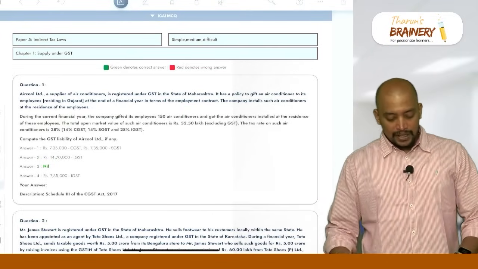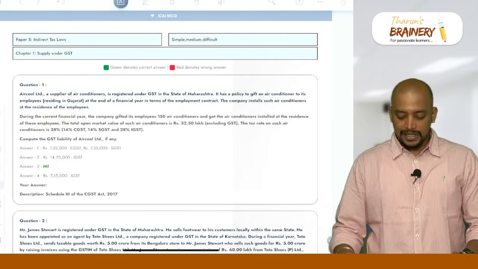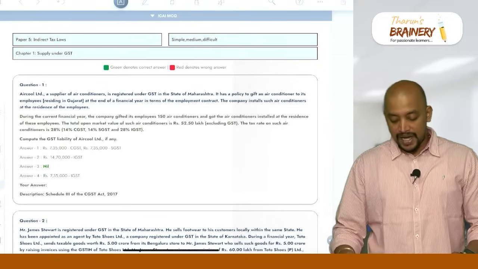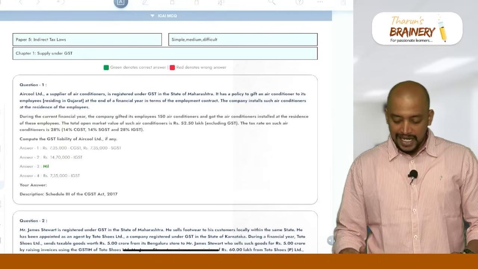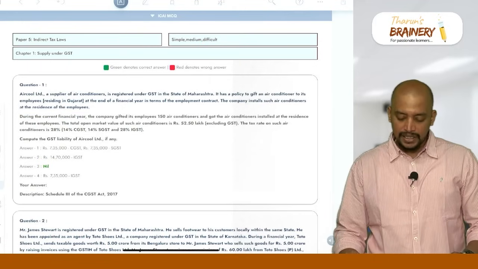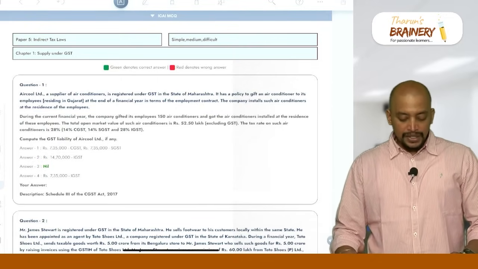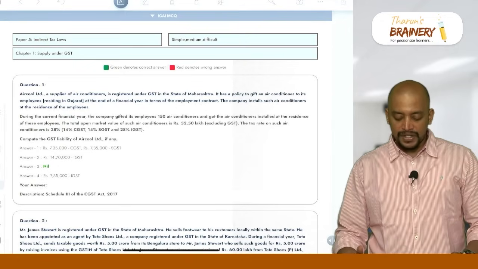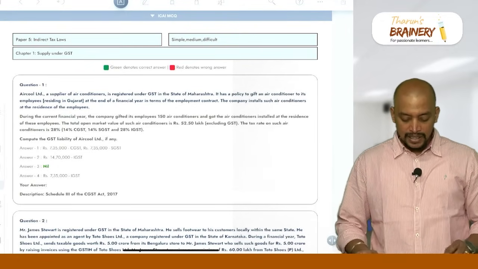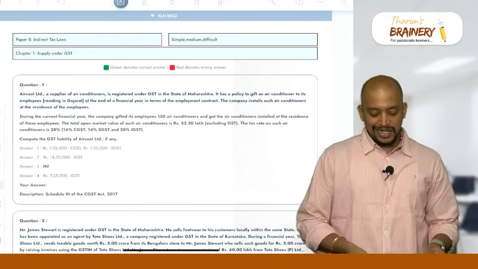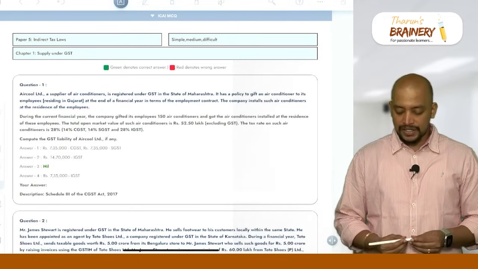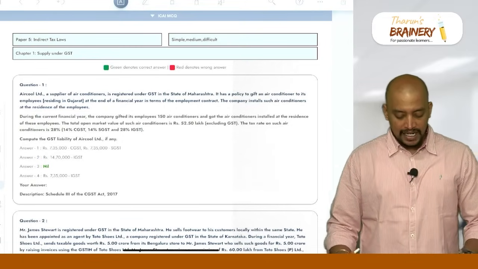Question number 1. Aircool Limited, a supplier of air conditioners, is registered under GST in the state of Maharashtra. It has a policy to gift an air conditioner to its employees residing in Gujarat at the end of the financial year in terms of the employment contract. The company installs such air conditioners at the residence of the employees. During the current financial year, the company gifted its employees 150 air conditioners and got the air conditioners installed at the residence of these employees. The total open market value of such air conditioners is 52.5 lakhs excluding GST. The tax rate on such air conditioners is 28%.